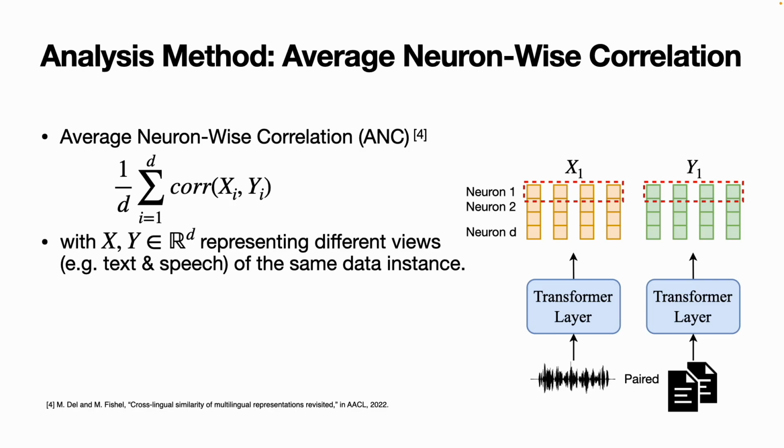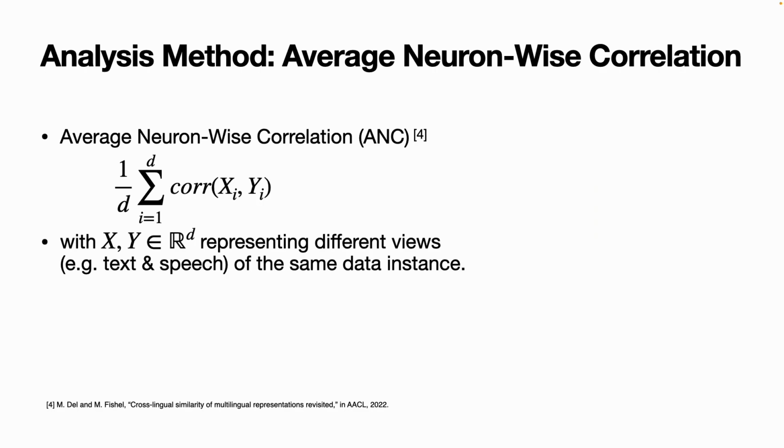Assume we have a perfect speech-text encoder. Then theoretically, x1 and y1 should be very similar to each other. So when we measure the correlation between x1 and y1, it's actually measuring whether the speech and text representations are aligned well in the speech-text models.